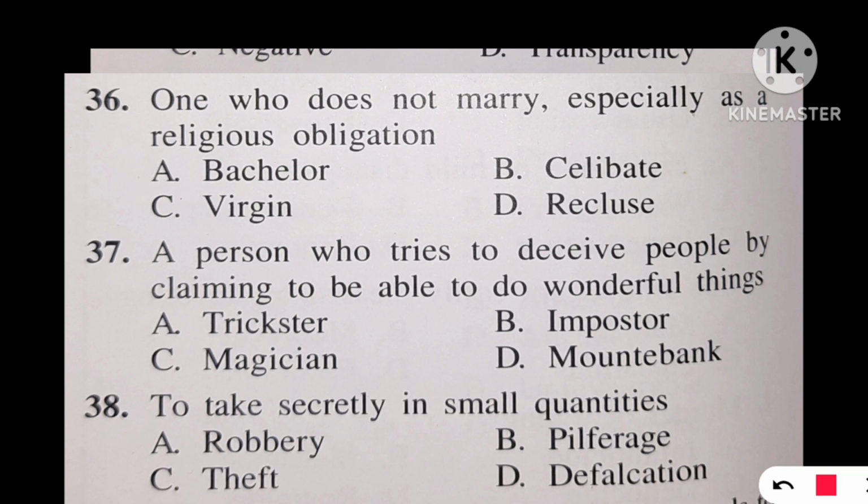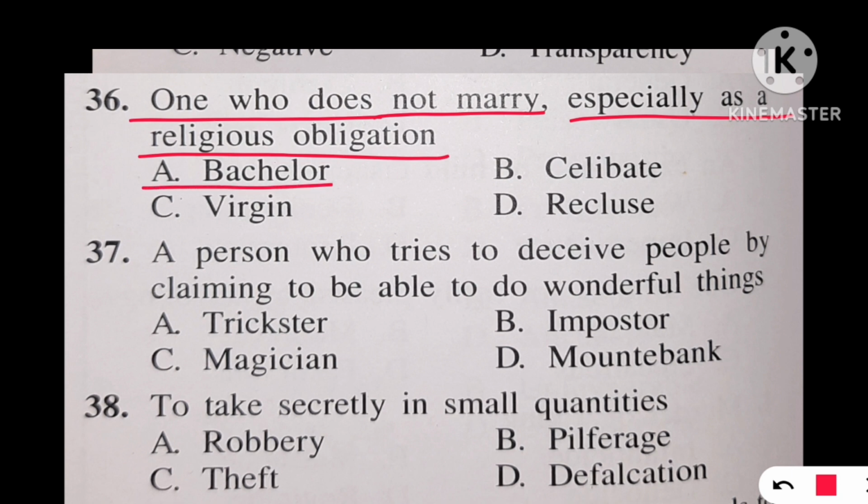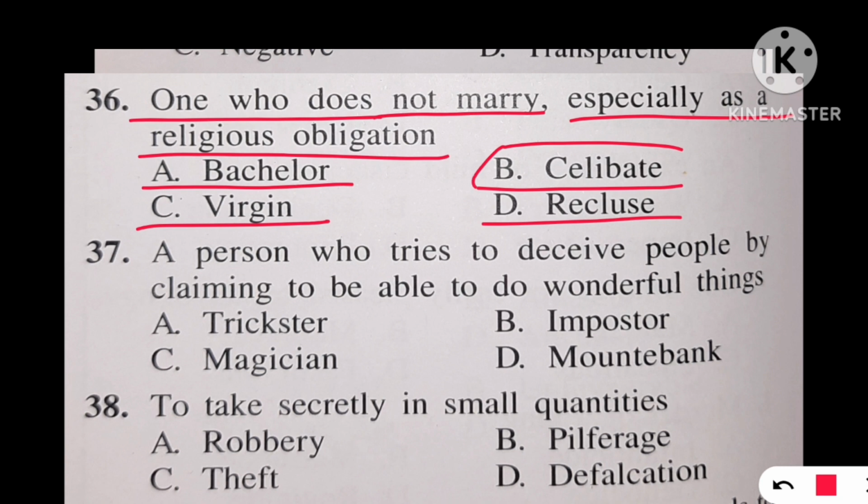Question number 36. One who does not marry, especially as a religious obligation. They are called a bachelor, option B, celibate, option C, virgin, and option D, recluse. The correct option is celibate. The one who does not get married for religious purposes is called celibate.